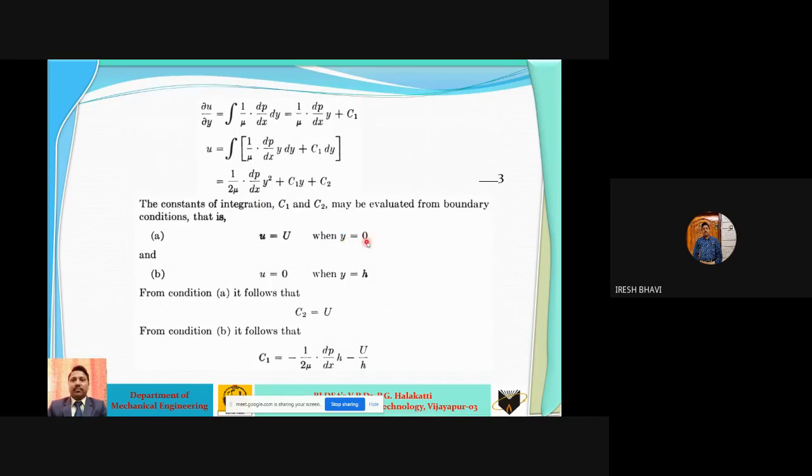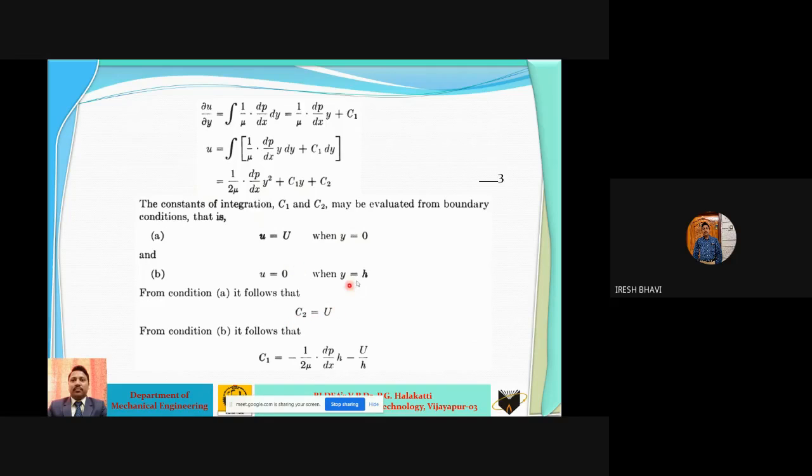Here, when y is equal to 0, u is equal to capital U, and when y is equal to h, u is equal to 0. Now substituting these boundary conditions in the above equation, first let us substitute u is equal to capital U and y equal to 0. This term will become 0, this is also 0, so u is equal to C2. That is, C2 is equal to U.